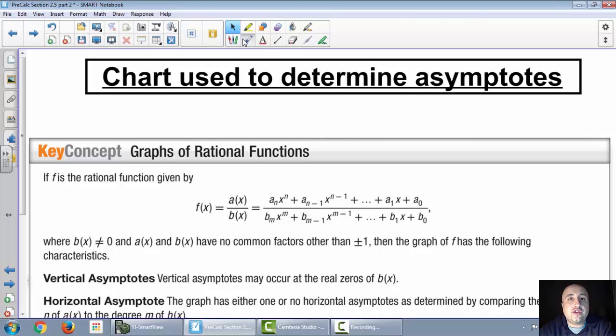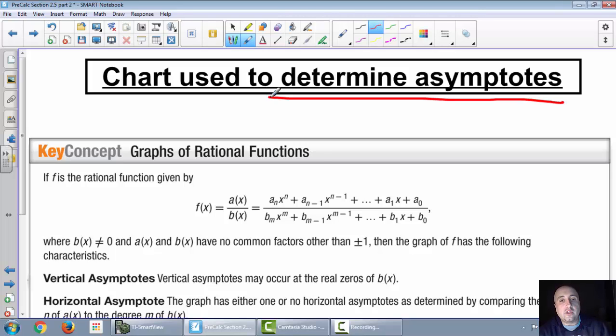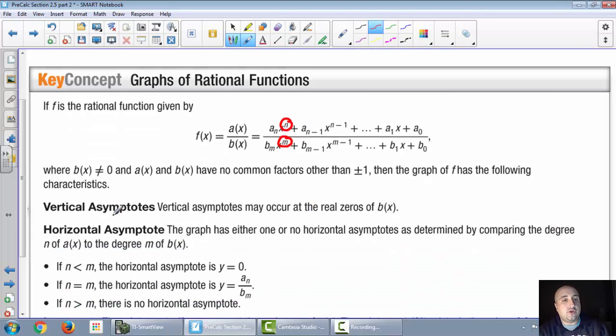Now, the second page is a really important chart. Basically, this chart helps us determine what our horizontal and vertical asymptotes are. The important part is that the exponent of the numerator is n, and the exponent of the denominator is m. So if your n is less than your m, the horizontal asymptote is this. If n is equal to m, there are different things here, and we'll talk about more like that. And then the vertical asymptotes may occur wherever the real zeros of b of x are. We'll work through an example and make sure that this makes sense.